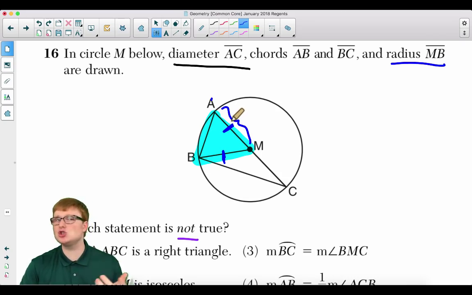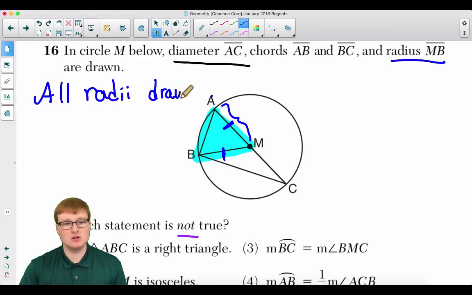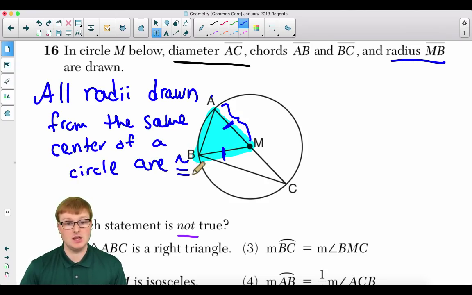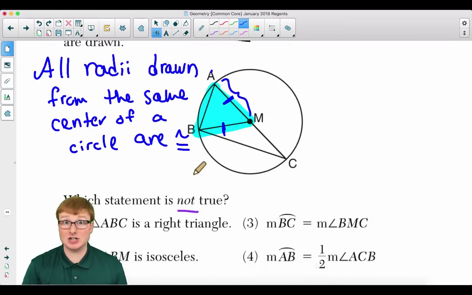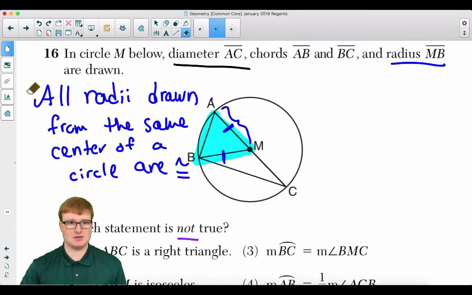So we're not assuming anything. But is this triangle isosceles? Yeah, it is, because there are 2 sides that are congruent. And you should know this property. All radii drawn from the same center of a circle are, in fact, congruent. So since it is drawn from the same center, it is, in fact, an isosceles triangle. Those are 2 congruent sides. Your answer is not choice 2 so far. All right, let's go on to number 3.